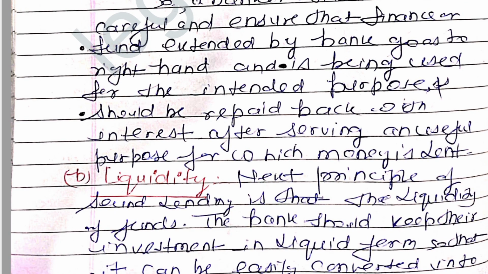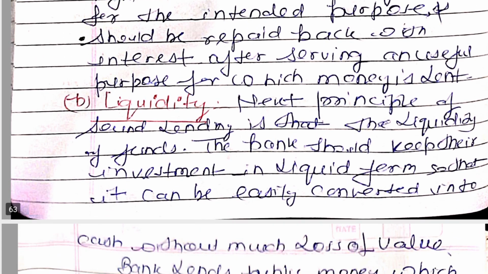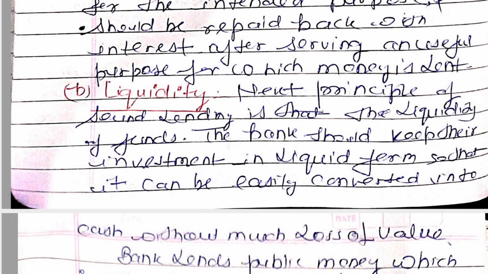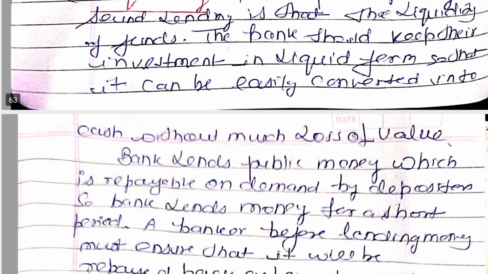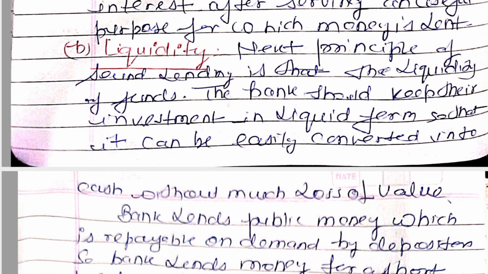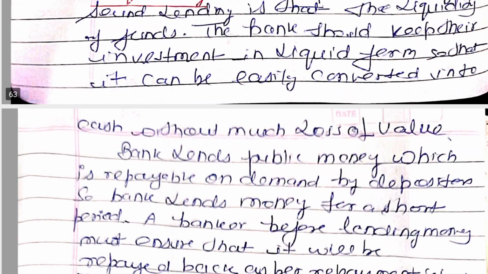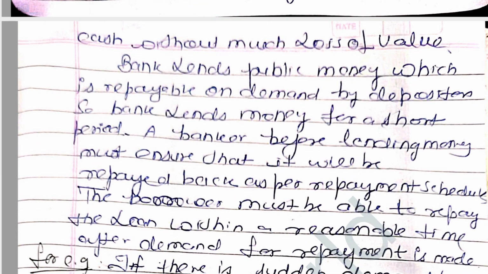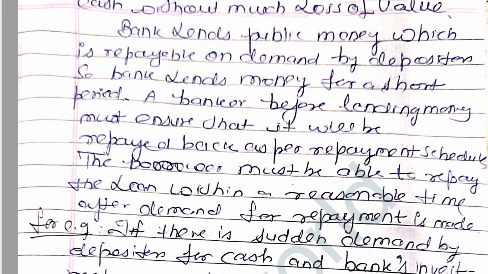Now the second principle of lending is liquidity. The next principle of sound lending is the liquidity of funds. The bank should keep its investments in liquid form so that they can be easily converted into cash without much loss of value. The bank lends public money which is repayable on demand by the depositors. So the bank lends money for a short period, and the banker, while lending money, must ensure that it will be repaid as per the repayment schedule.